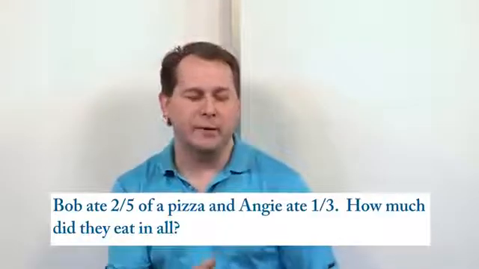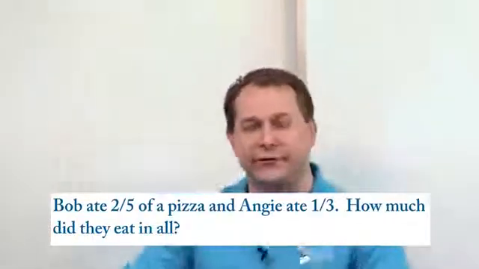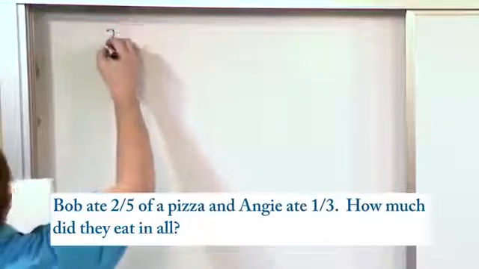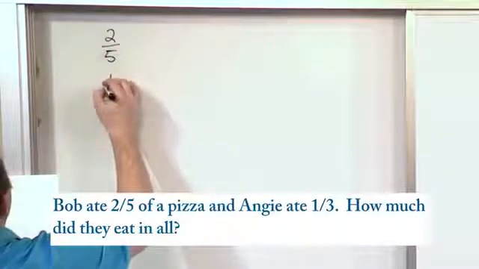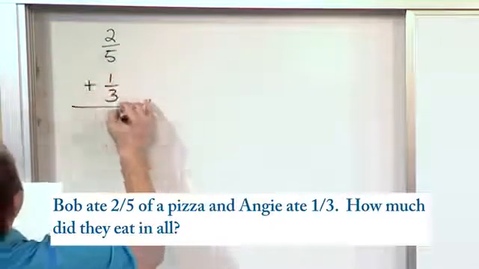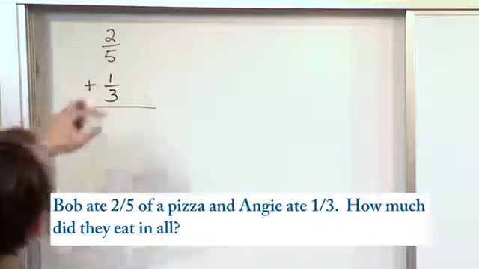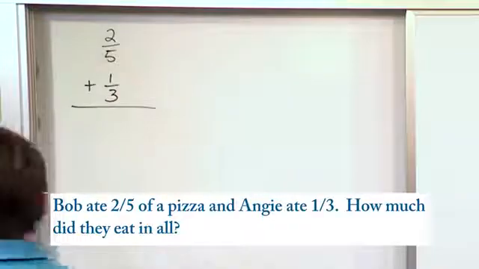We know Bob ate some, we know Angie ate some. We're trying to figure out how much in all. That means we need to add these two fractions together. So the fractions we have here are Bob is eating 2/5 of the pizza and Angie is eating 1/3 of the pizza. So we're adding these together and we want to know how much did they eat all together. So now we look and see, do we have a common denominator? And we don't. So we need to try to figure out what a good common denominator would be.